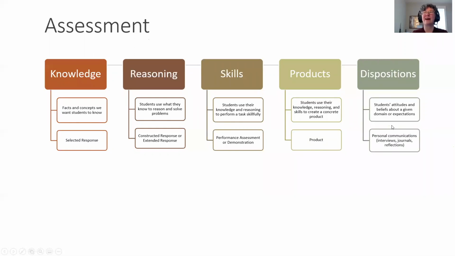Dispositions is really more about attitudes. So this is more if you've got affective objectives at play, and you're wanting to look at student attitudes or beliefs or feelings about something. For that, it's best assessed using personal communications, like having the students keep a journal, maybe interviewing students periodically, or having them submit things to you, or having them do some sort of reflective activity at the end of class or as you go throughout class or things like that.